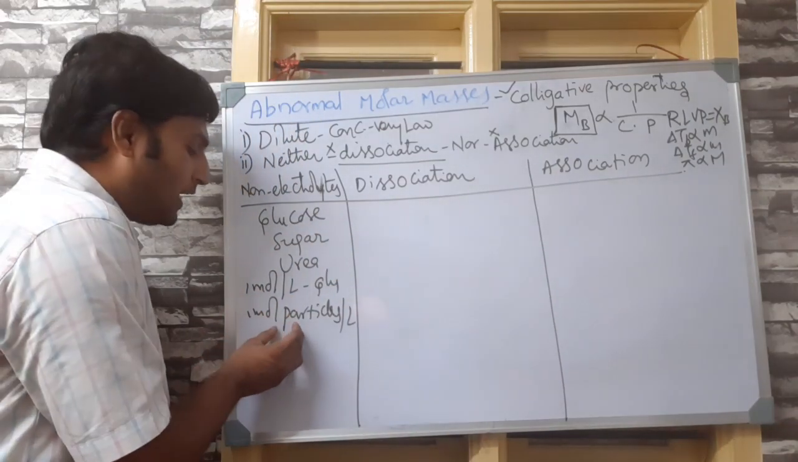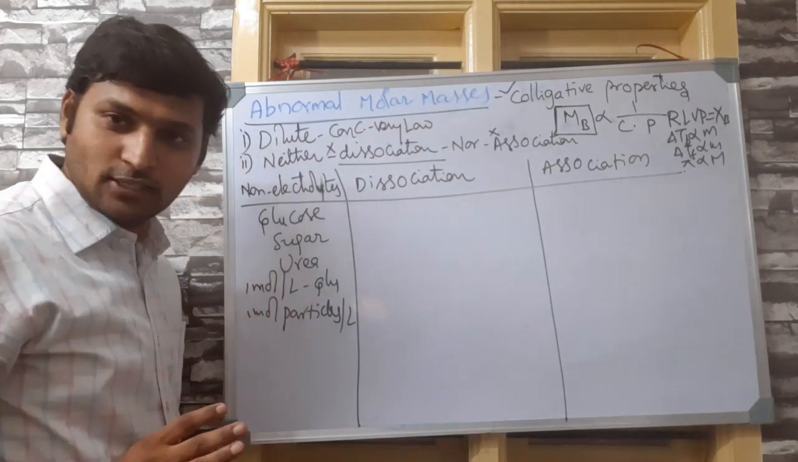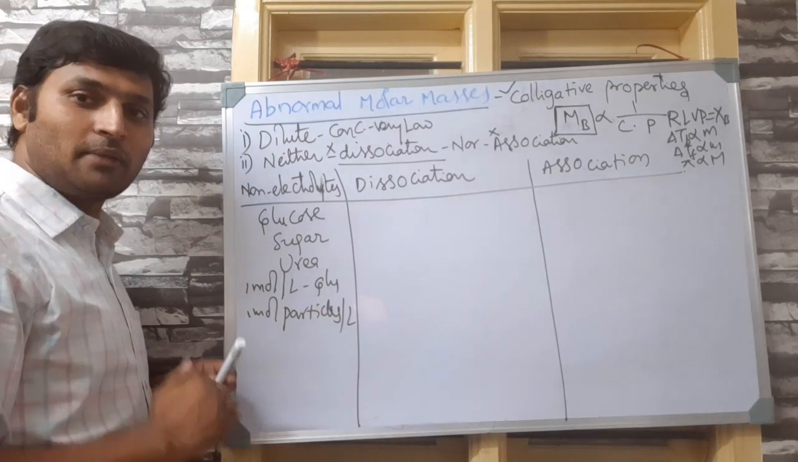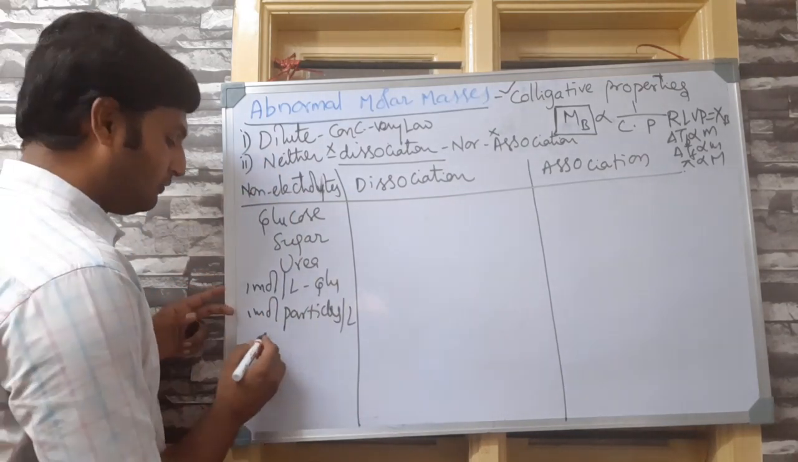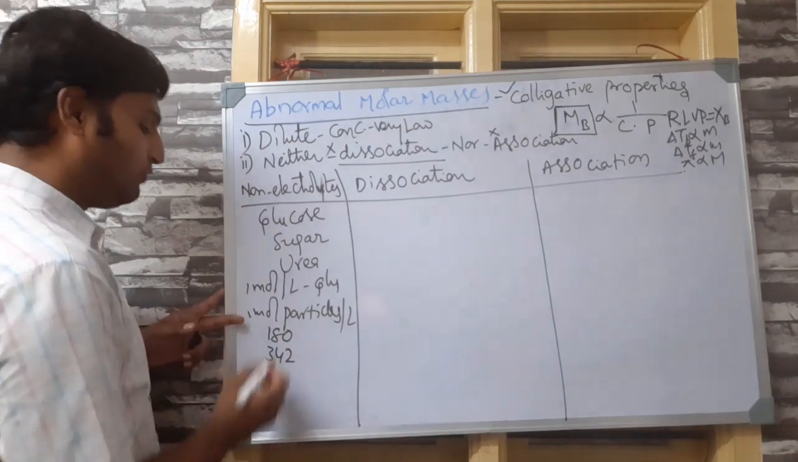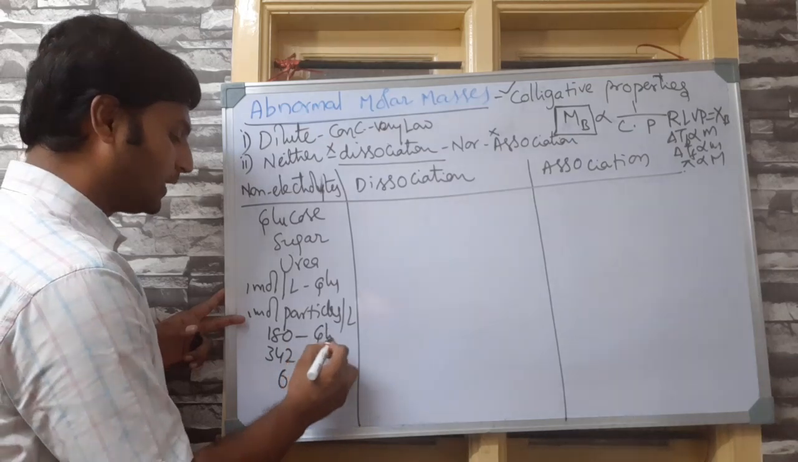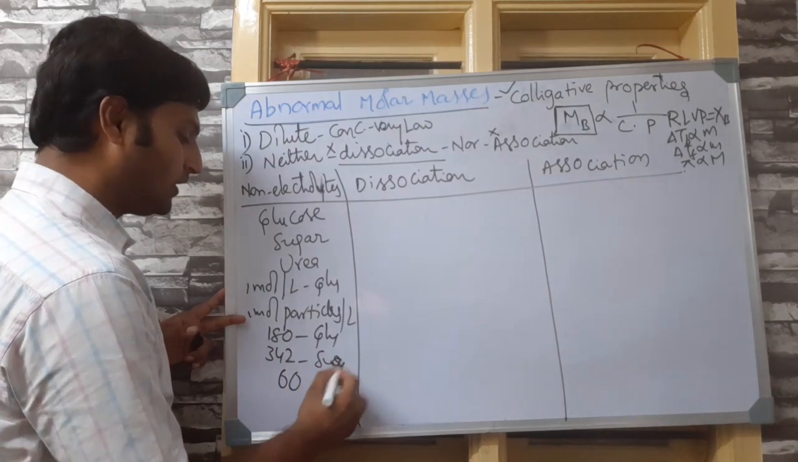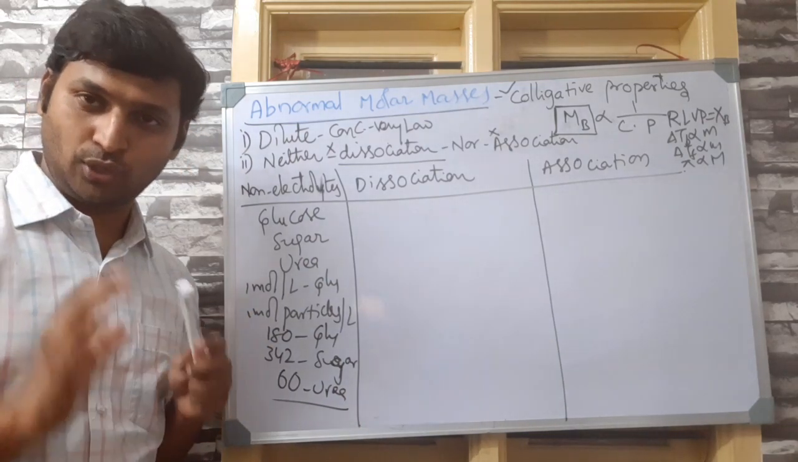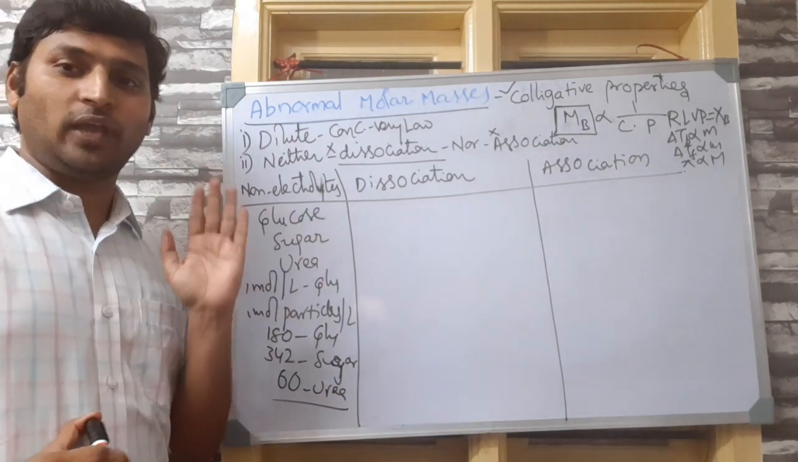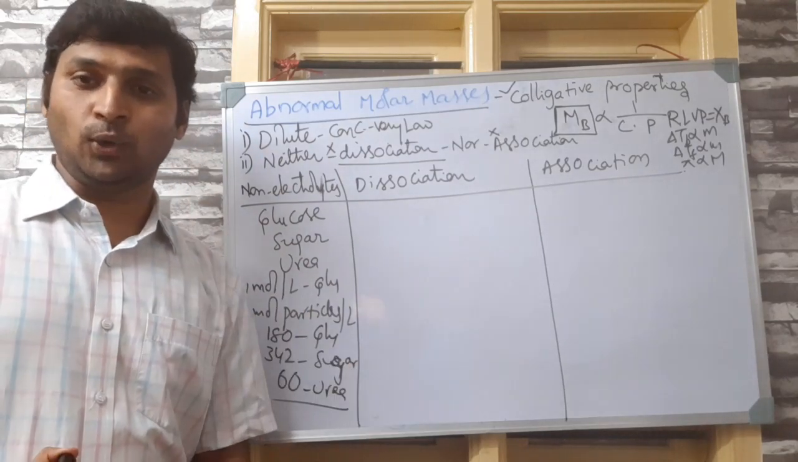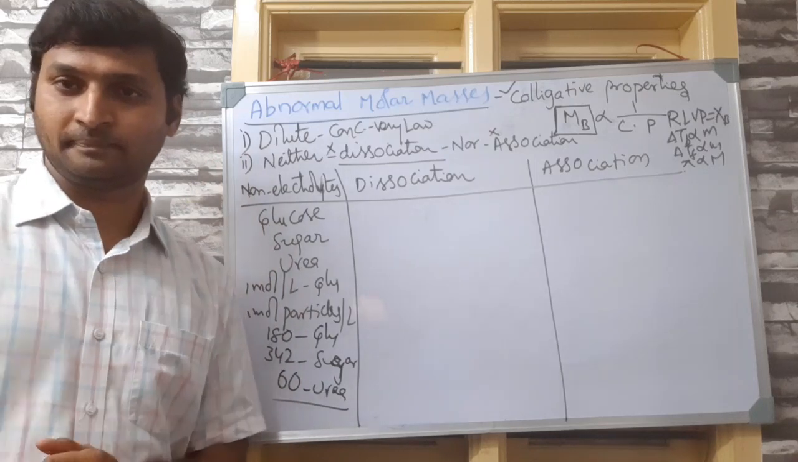Now you will get a colligative property relative to exactly 1 mole of particles only. As a result, when you calculate molar mass, you will get the molar mass related to that only. So if you calculate for glucose, you will get 180. For sugar, you will get 342. For urea, you will get 60, which are the theoretically expected values of their molar masses. So for non-electrolytes, we get normal molar masses because they neither undergo dissociation nor association in the solution.